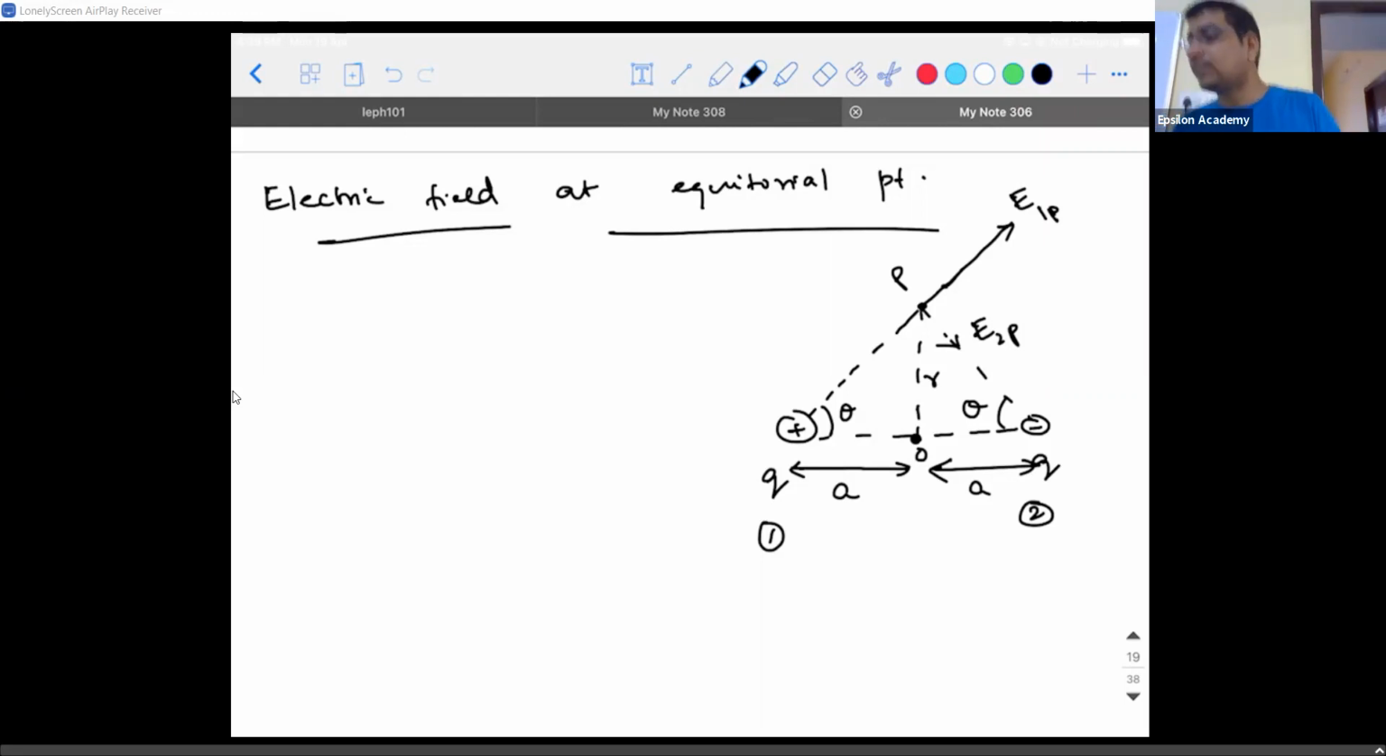So that point P is at an equal distance from the positive charge and the negative charge. I hope you are able to visualize it. When you project it on a two-dimensional plane, it looks like an isosceles triangle. That's what I mean. So if this is theta and this is theta, now I need to find the resultant of E1P and E2P. In the previous case, it was very easy for us. Why? Because they were both on the same axis.